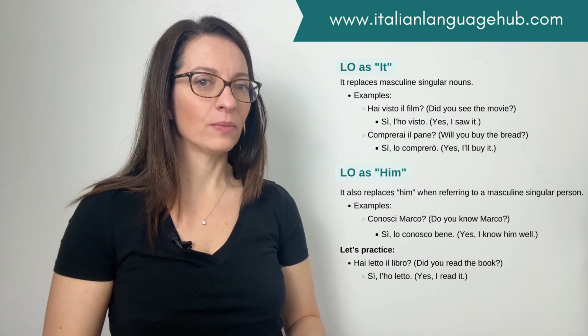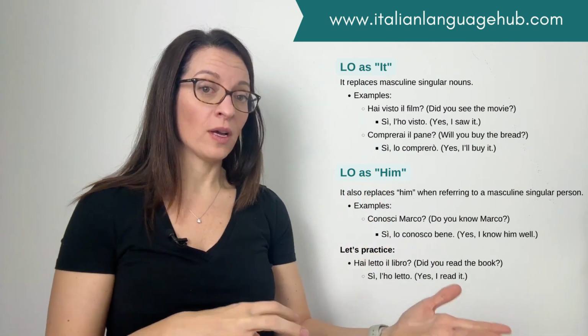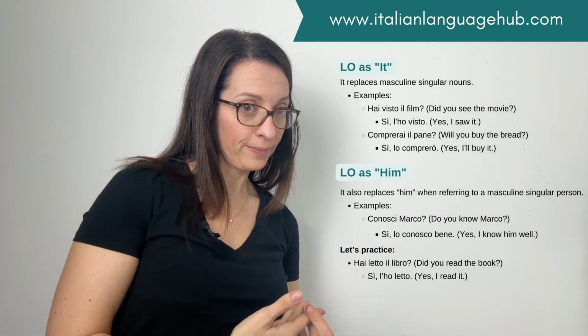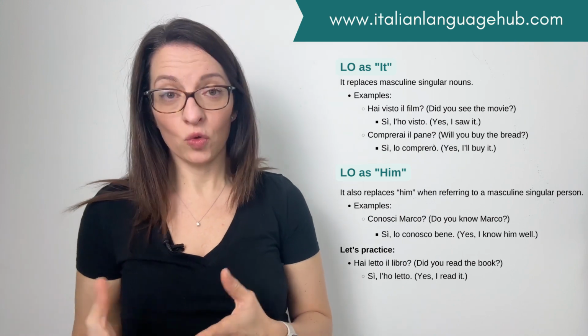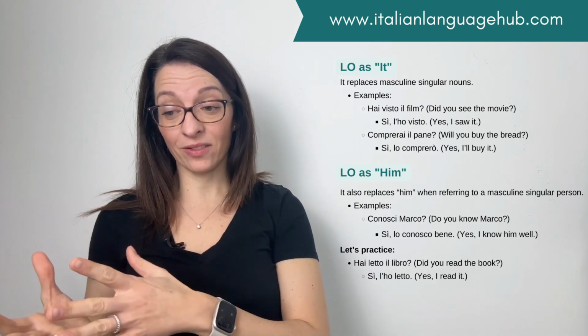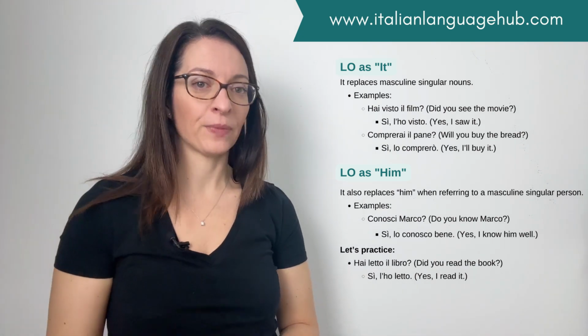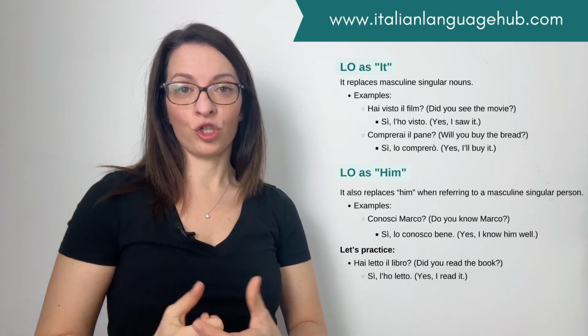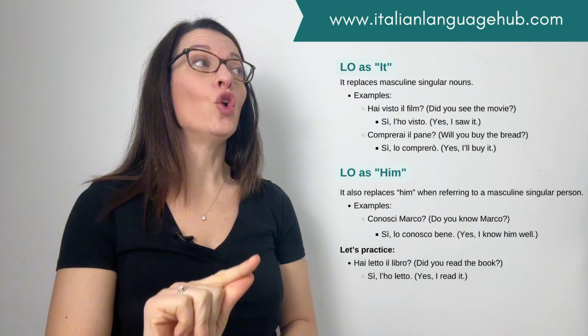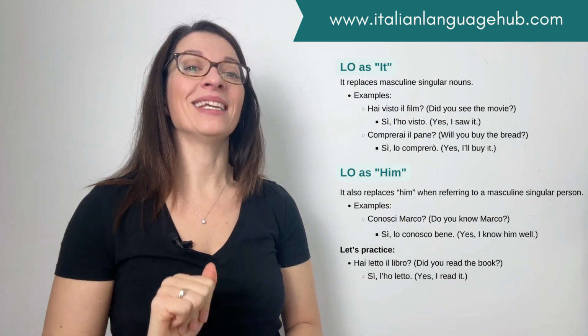Comprerai il pane? Will you buy the bread? Sì, lo comprerò. Yes, I will buy it. So instead of repeating the words il pane, I'm going to use lo. Similarly, you can use lo as him. So it will replace him when you're referring to a masculine singular person. For example, conosci Marco? Do you know Marco? Sì, lo conosco bene. Yes, I know him well.